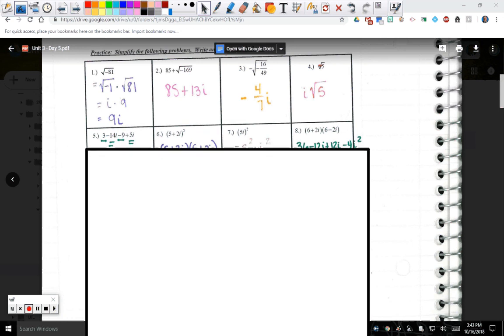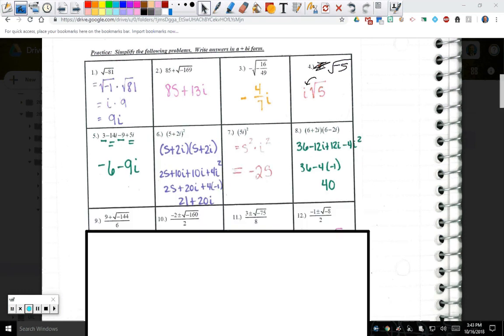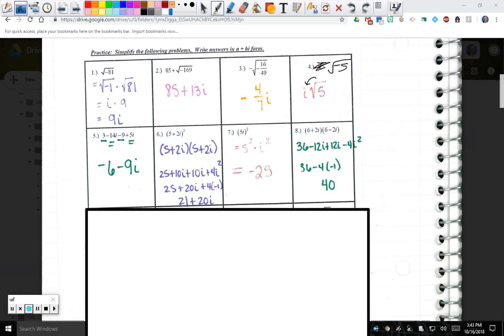The i didn't disappear, because this right here should have been the square root of negative 5. So the i came out. And there it is. Okay? Now look at this. A couple other questions that I want to red flag for you guys. Combining like terms, we have negative 4i plus 5i, which will give us a negative 9i.